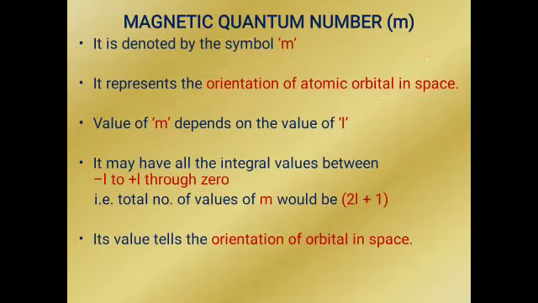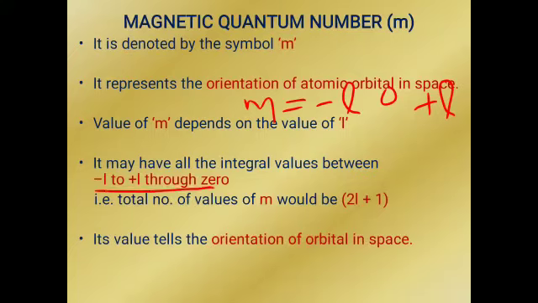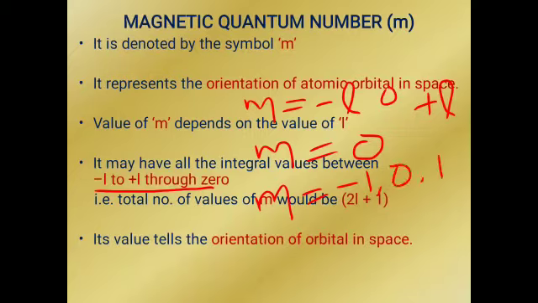So if we know the azimuthal quantum number value, we can calculate the magnetic quantum number value. How to calculate the magnetic quantum number value? The formula is m is equal to minus L to plus L through 0. It means if L is equal to 0, the m value also will be equal to 0. If L is equal to 1, m value will be minus 1, 0, plus 1. So 3 different values are possible when L is equal to 1.